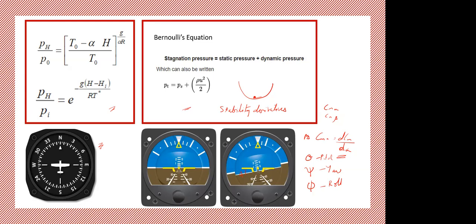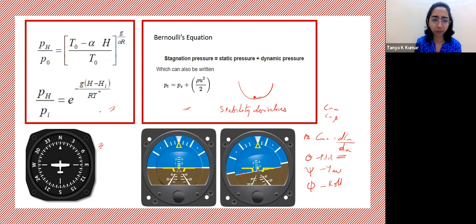Sure, ma'am. So this is the equation for the altimeter, and these are the equations for the Pitot tube. The Pitot tube follows Bernoulli's principle, which gives you the speed. You know the stagnation pressure, you know the static pressure, and the density at the given altitude, and you can find the velocity. That's how the Pitot tube measures the velocity.